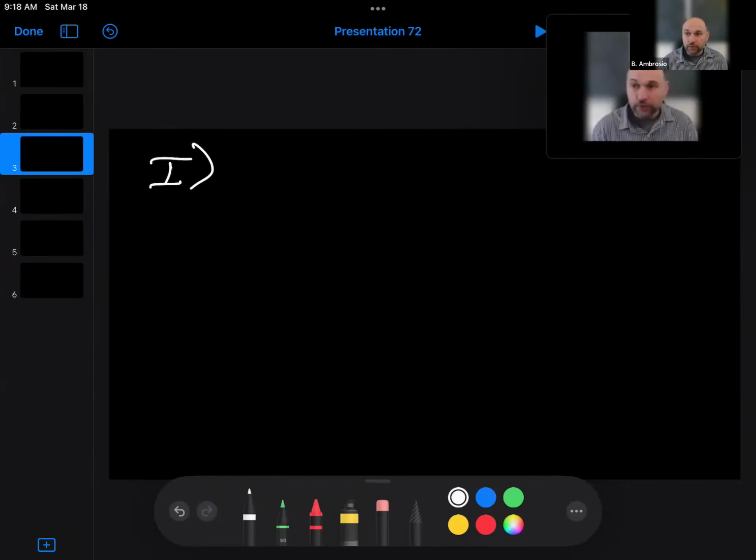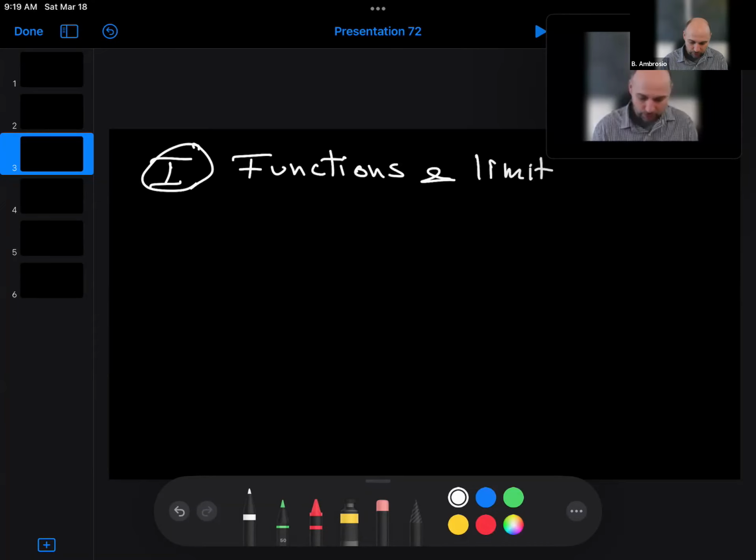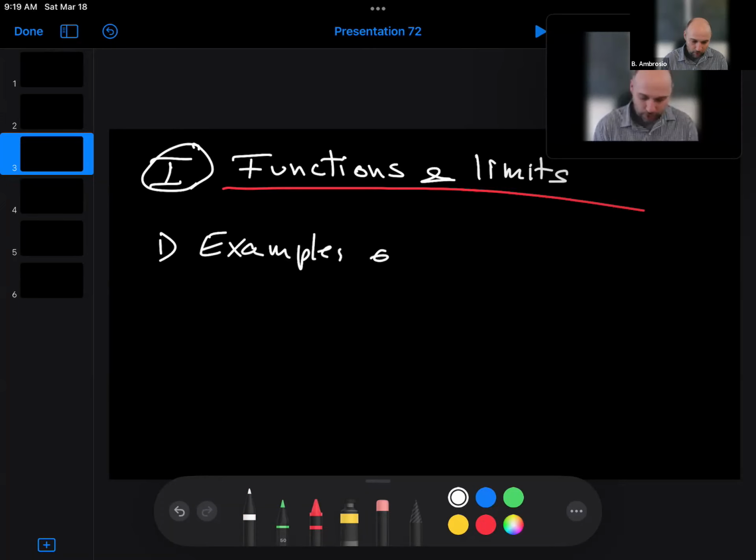So first chapter is about functions and limits. But first, let's do some examples of functions.